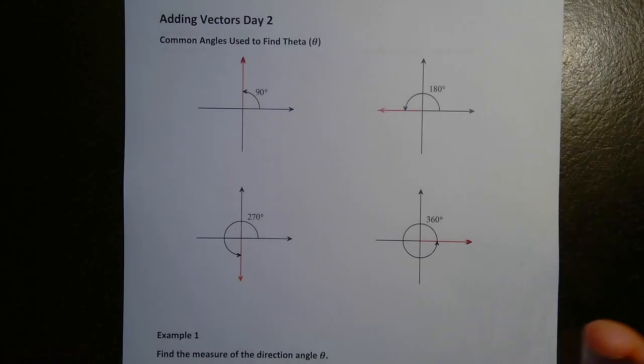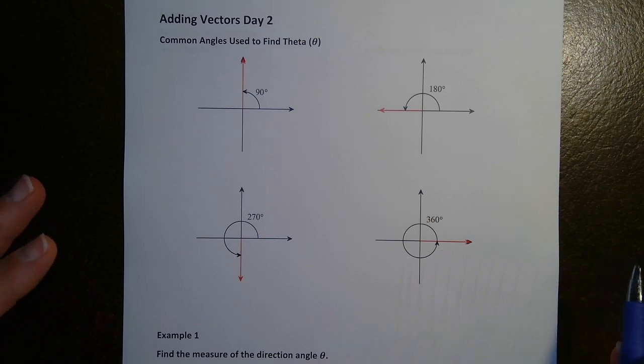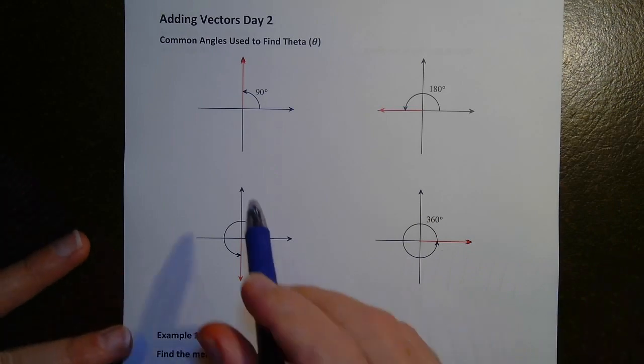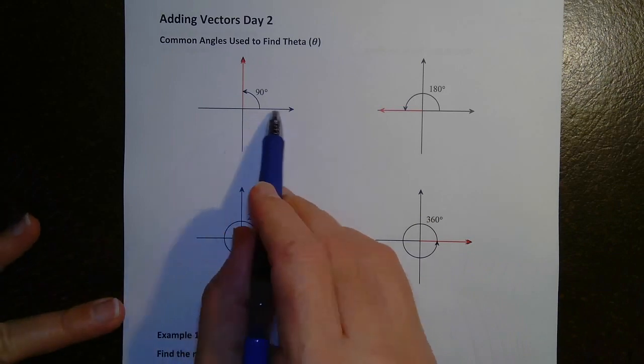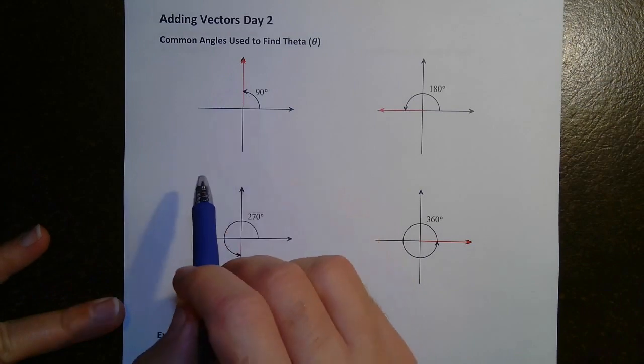So I want to go over adding vectors. This is day 2, and I know we're struggling a little bit with angles and finding the angle. So I want to review 4 critical angles that we want to look at and use to figure out the angle of rotation. So if we rotate from the positive x-axis to the positive y-axis, that's a 90-degree rotation, all right?